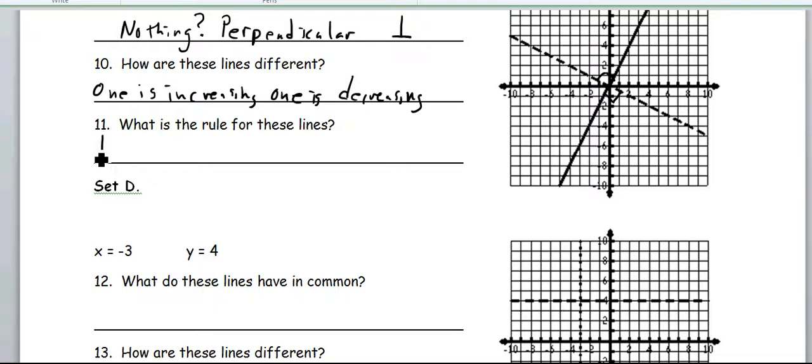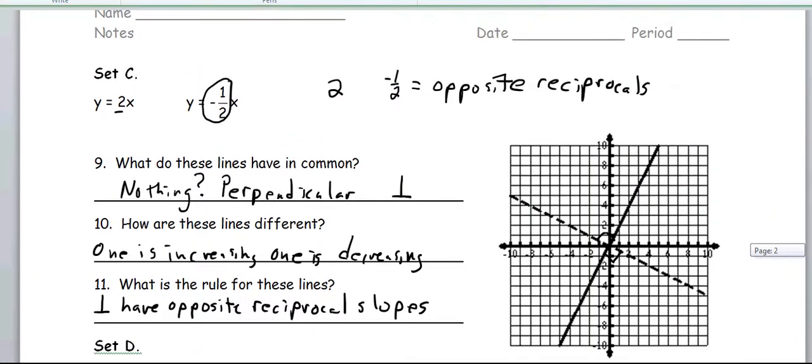We would say perpendicular lines have opposite reciprocal slopes. Okay, reciprocal means that you have a number that if you multiply it will equal 1.